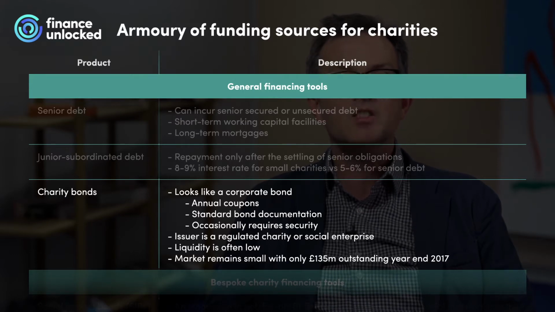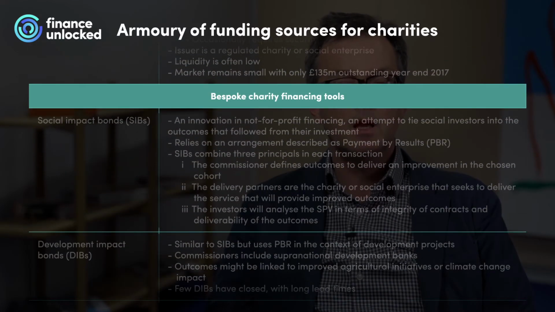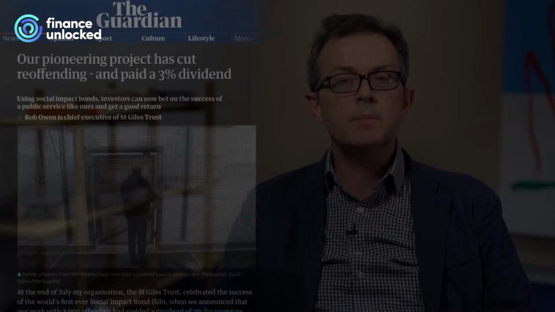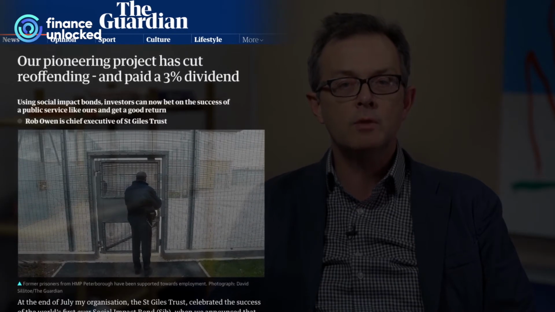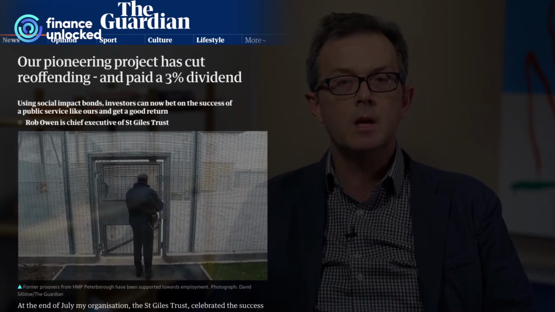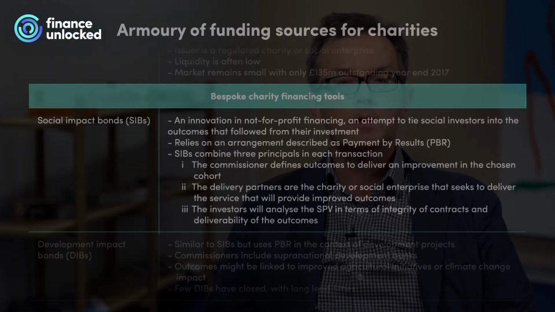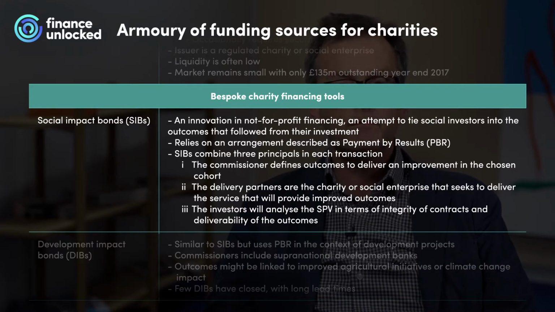Charities also have access to other forms of finance, which are bespoke to the sector. Social impact bonds. In 2010, Peterborough Prison issued the first SIB, with a coupon linked to the rate of reoffending on the release of cohorts of prisoners. The bond was repaid 7 years later with a 3% return. This innovation in not-for-profit financing was an attempt to tie social investors into the outcomes that followed from their investment.